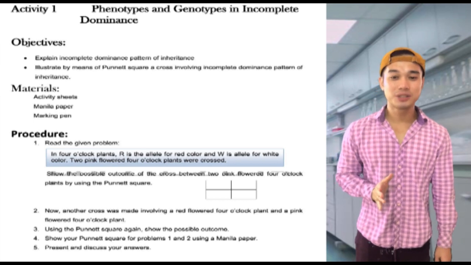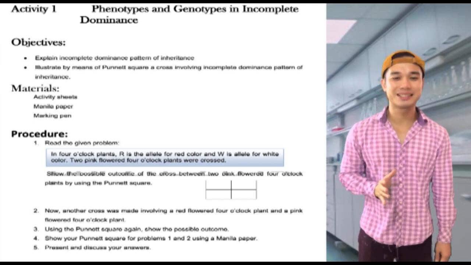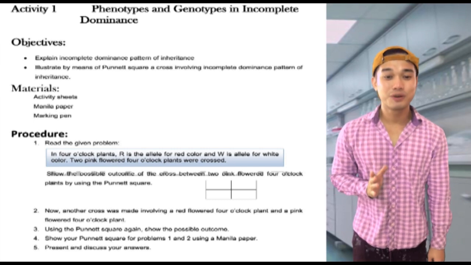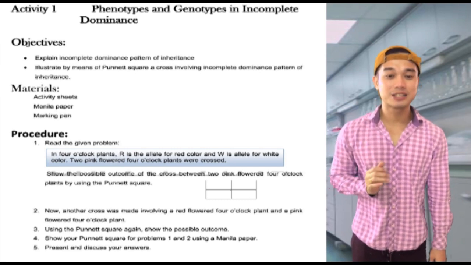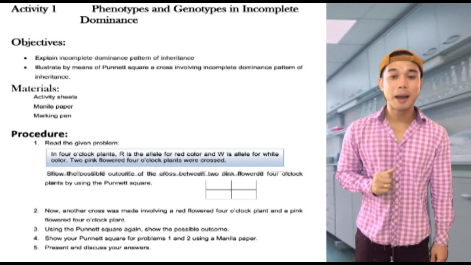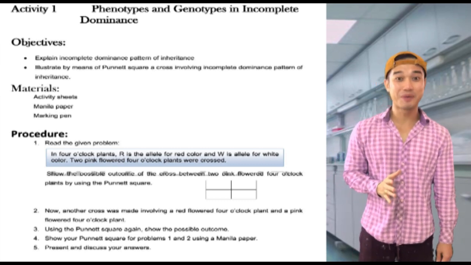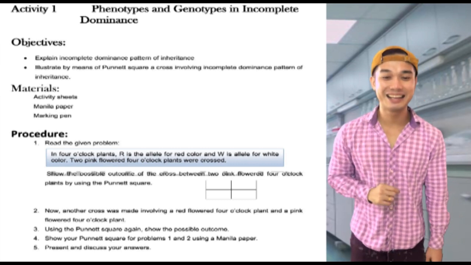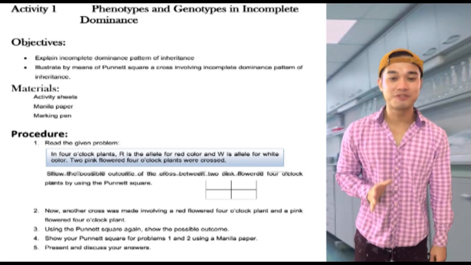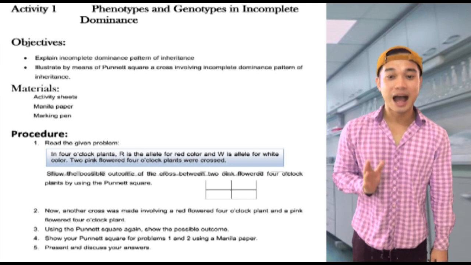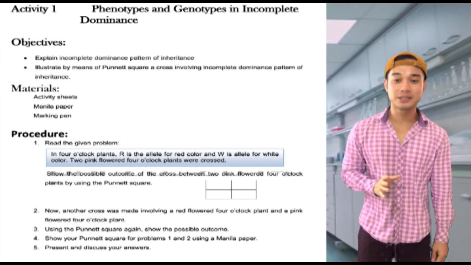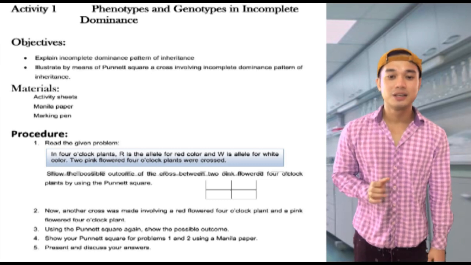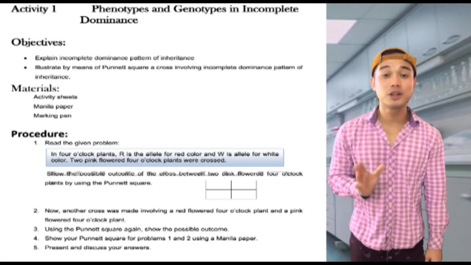To facilitate what you have learned, let us perform an activity. This activity is called the phenotypes and genotypes in incomplete dominance. The objectives for this activity are, first, to explain the incomplete dominance pattern of inheritance. Second, illustrate by means of Punnett square a cross involving incomplete dominance pattern of inheritance. So to illustrate this activity, we will use the Punnett square.